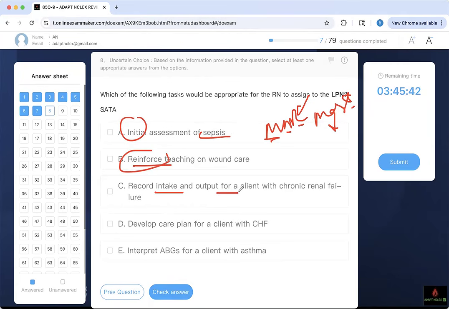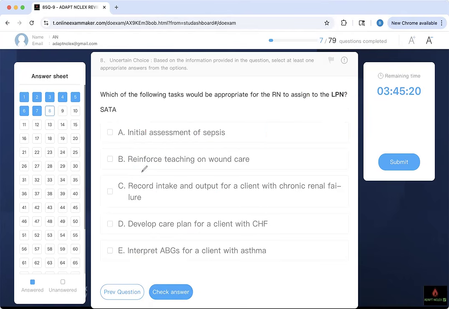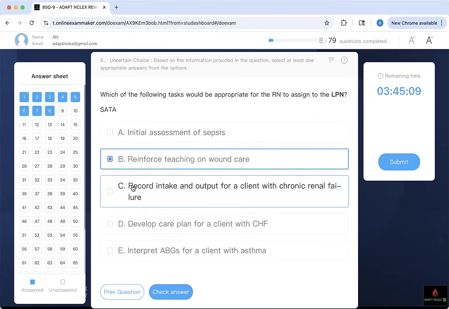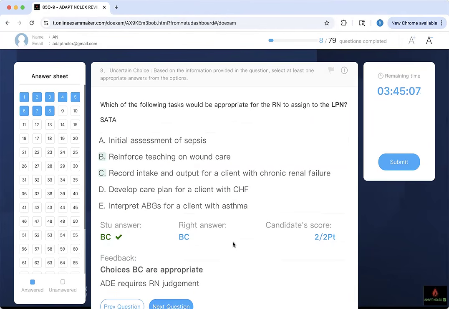Record intake and output of a client with CHF, that's in and out. They can measure urine output. That's not bad, right? Develop a plan of care for a client with CHF. That's inappropriate. Plan of care, they cannot do that, right? Interpret ABG for a client with asthma. They should not be doing that. That's the nurse's job. Therefore, reinforcement is what they can do, and they cannot develop a plan of care. They can record in and out. This is a straightforward delegation question for LPN. That's all.